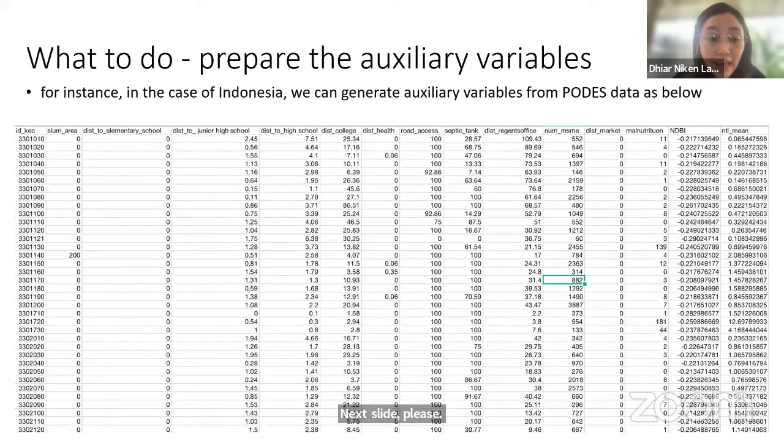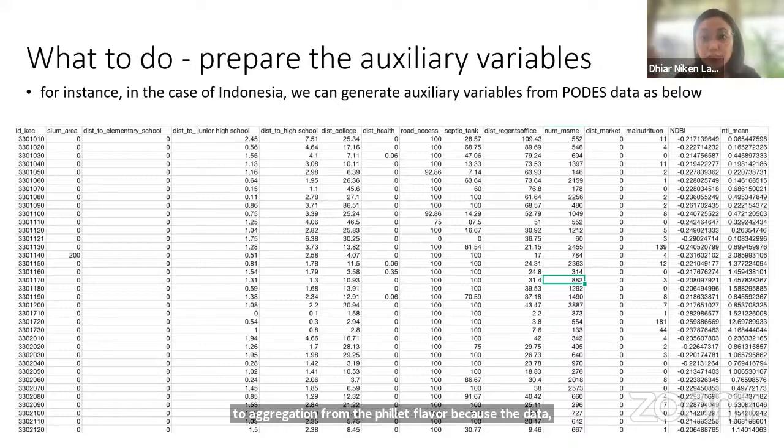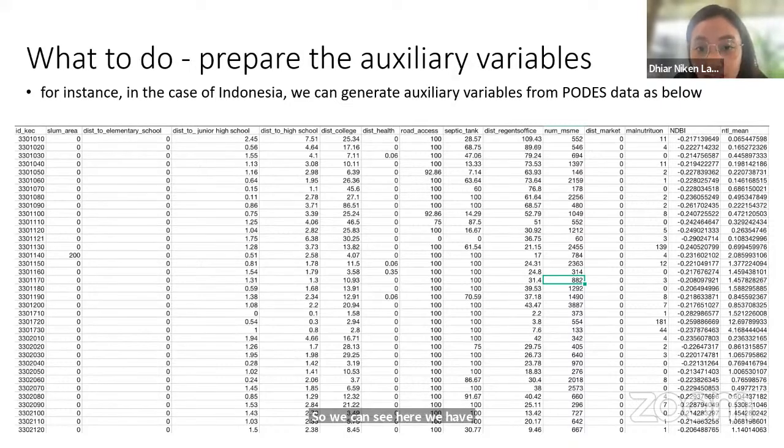This is an example of the auxiliary variables at the subdistrict level that we generated from the village potential registration data to predict poverty rates at the subdistrict level. Basically, we just do aggregation from the village level, because the village potential registration data is at the village level, so we need to aggregate the data to the subdistrict level. Here we have ID catch, which means ID for the subdistrict level. We also have variables for slum area, distance to elementary school, distance to junior high school, and so on.